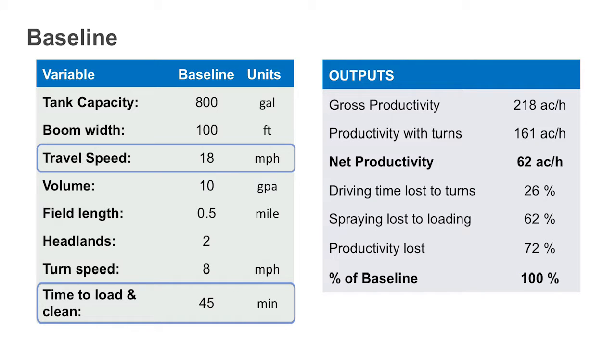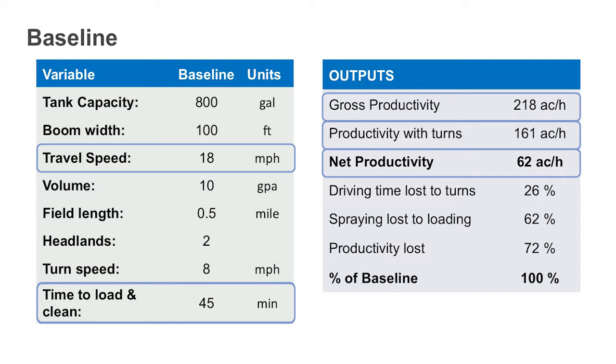The impact of this is as follows. The gross productivity of our sprayer is about 218 acres per hour. That's really just 100 feet of boom times 18 miles per hour. But because we spend over a quarter of our time turning, we reduce that down to 160 acres per hour. And because we spend a lot of our time actually stationary filling and cleaning, we reduce that further to just 62 acres per hour. Let's call that a baseline of about 100% for future comparisons.